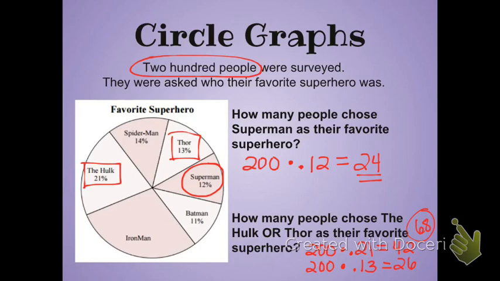Where I was leading you a minute ago was another way to solve this, which is we could have just added these two percents together. That would tell us the percent that chose those two. Either way works the same. It's a little less math if we do it that way. So it would just be 21 plus 13.